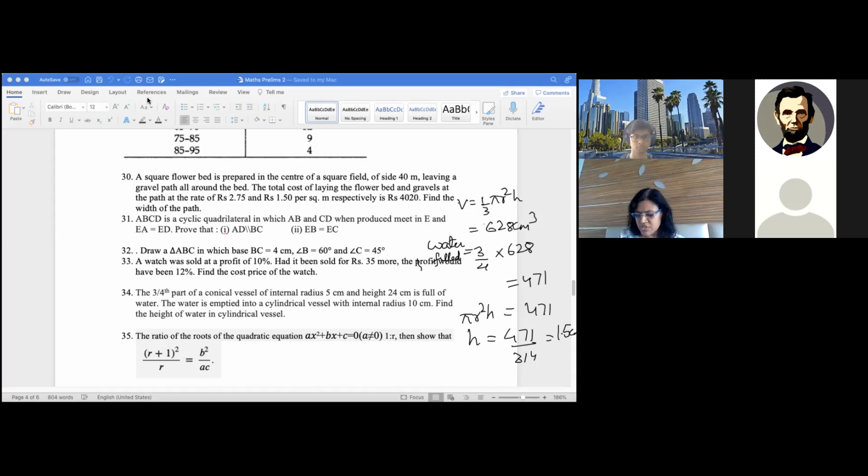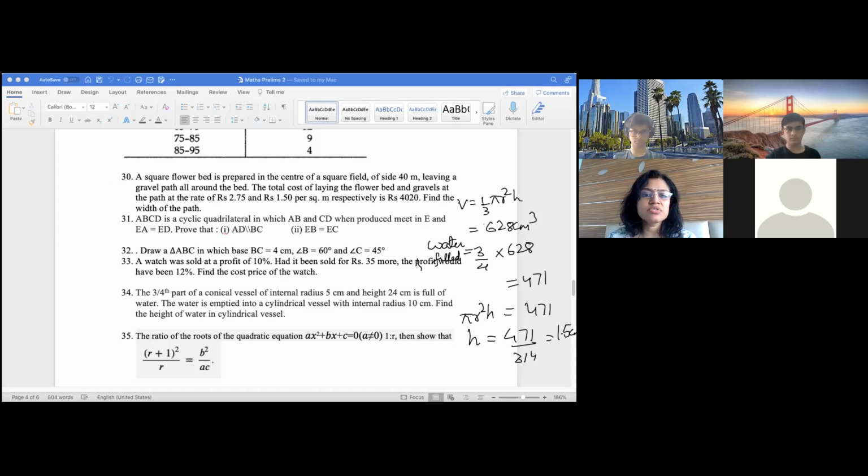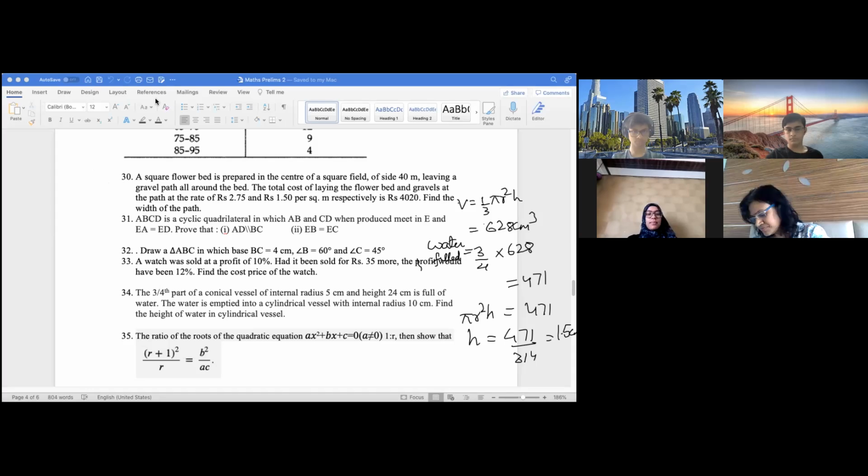Okay, understood this question? Yes or no? If you want me to do stepwise, I'll do stepwise. Tell me. Understood or not? Ma'am, understood. Understood na? Calculation karna. I have given you the calculation and answer.